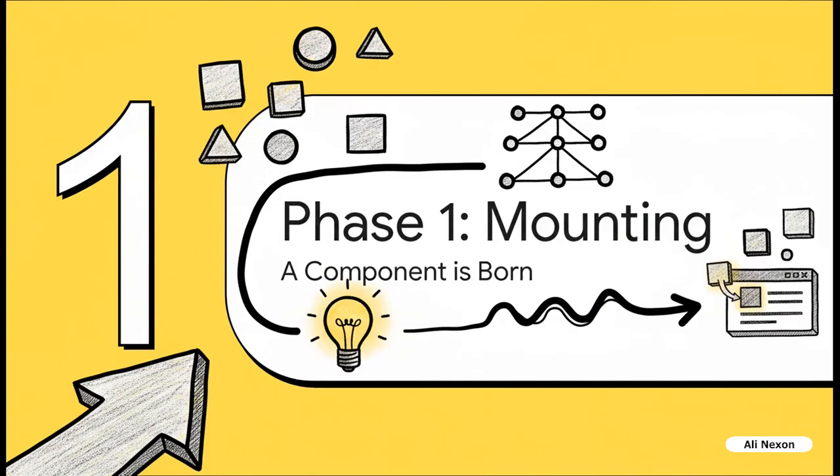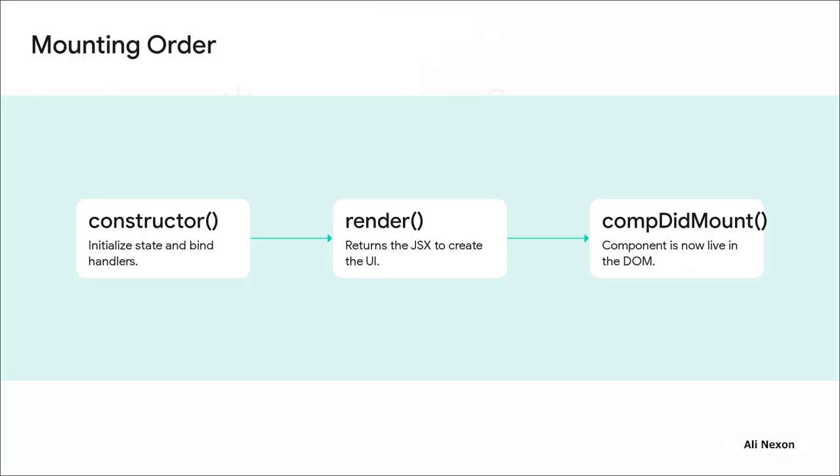Okay, let's kick things off right at the beginning. Phase 1, mounting. This is the component's birth. This is literally the moment React takes the code you've written, builds the component, and slaps it right into the DOM so you can actually see it on the page. And this whole birth process, it's not just random chaos. Nope. It happens in a super precise 3-step sequence: constructor, then render, and finally, componentDidMount.